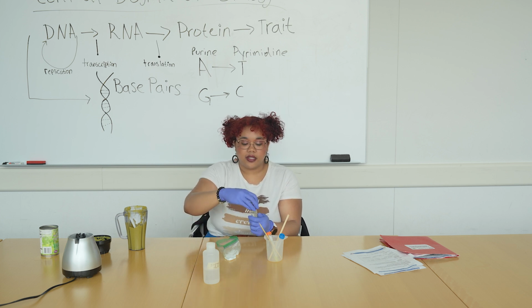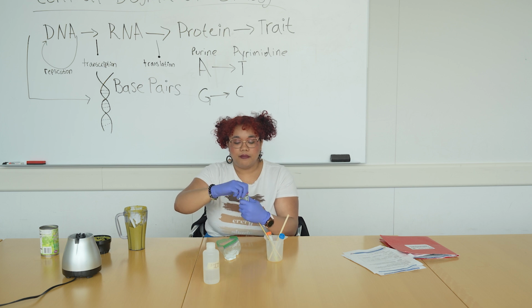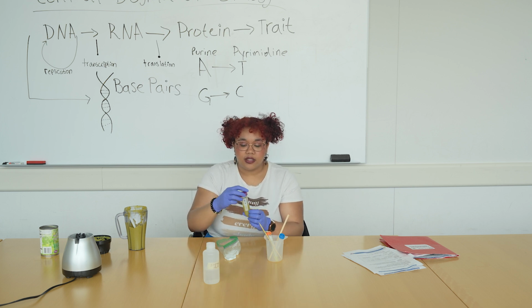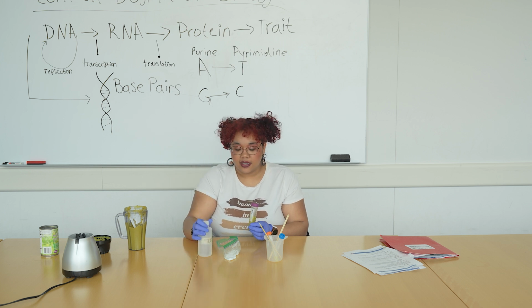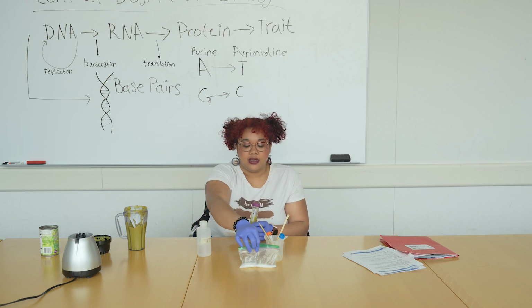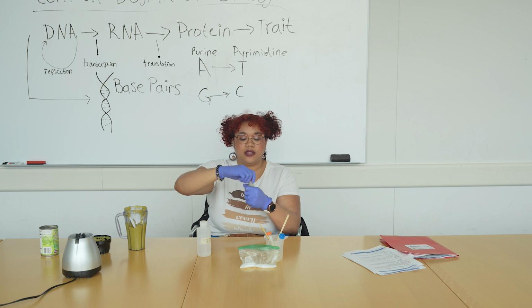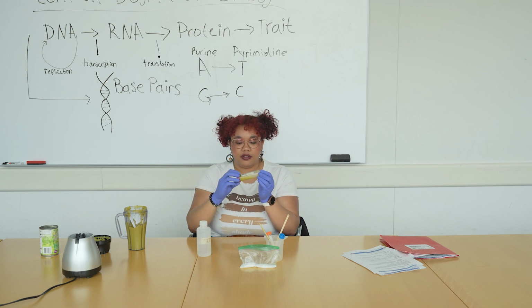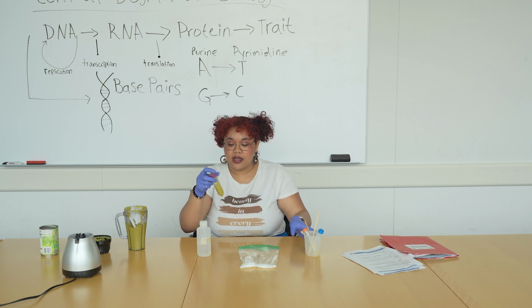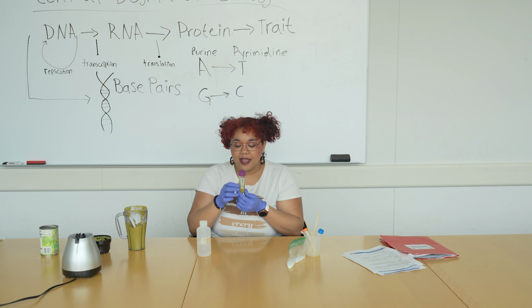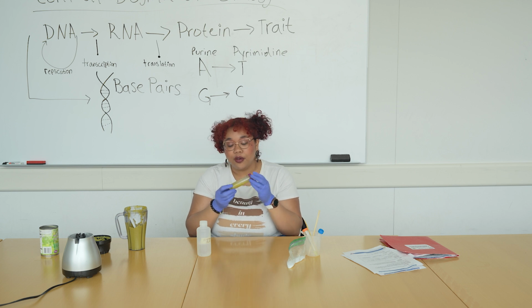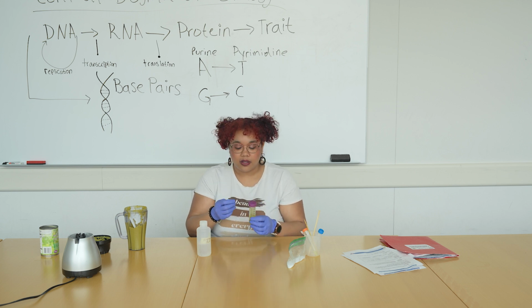And again, the salt is going to help bind to the DNA. So once we start to add our isopropanol, it can help us see it. So I'm just going to do gentle mixing in the tube. And now we have a nice pea soup with detergent, and it should be already breaking down the cell walls.